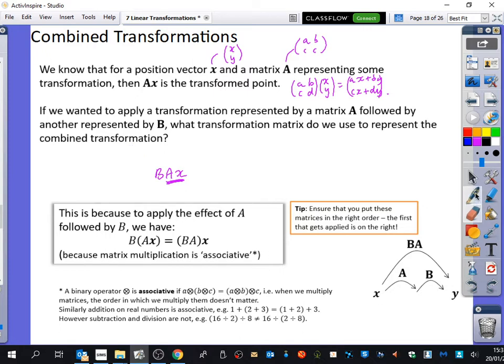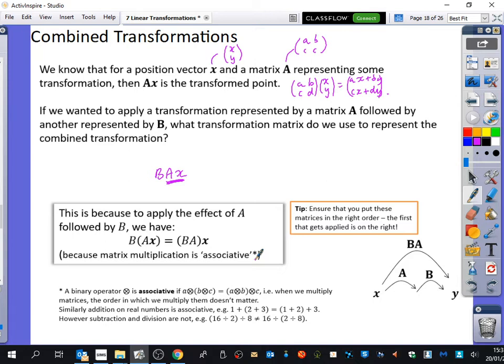Okay. Oh, and actually, I know it says it on the board anyway, but to apply the effect of A followed by B, we have this particular thing, BAX, which is actually the same thing if you wanted to. Instead of just applying A and then applying B, you could do B times A and then apply that to X. And the reason that we're allowed to do that is because matrix multiplication is this word that we have called associative. There was a similar word to associative that we've used previously.